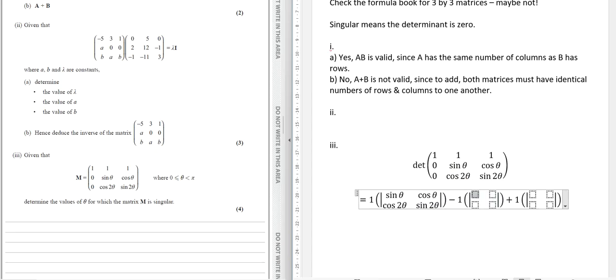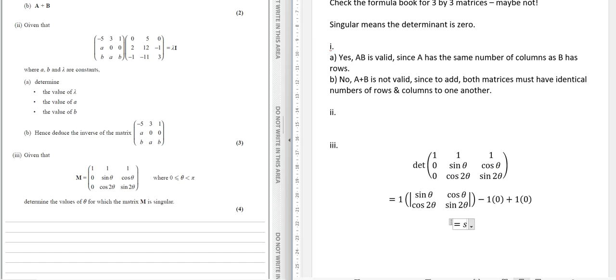This next one, I can make my life a little bit easier because I'll have 0 times this, take away 0 times this, so that's just nothing at all. And this next one, same kind of situation. So we end up with zeros there and there, and it boils down to simply sine theta times sine 2 theta minus cos theta times cos 2 theta. And I want to know when that determinant is 0.